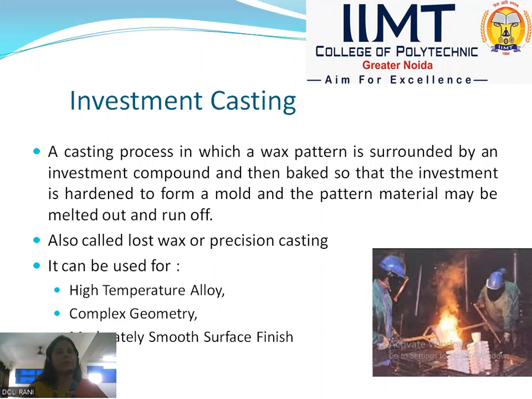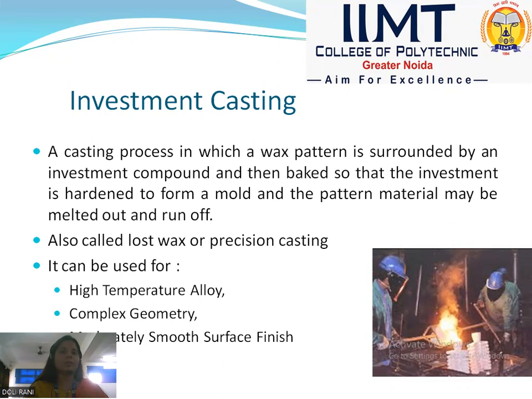Why is wax used? Because wax has good surface finishing. If the pattern is good, then the inner surface of the shell will also be good. And when we pour the molten metal into the shell, then its surface and dimensional accuracy will be good. That's why wax is preferred for preparation of the pattern. So this process is also called the lost wax process. Why is it called the lost wax process? Because in each cycle we are removing the wax from the shell. That's why it is called the lost wax process.